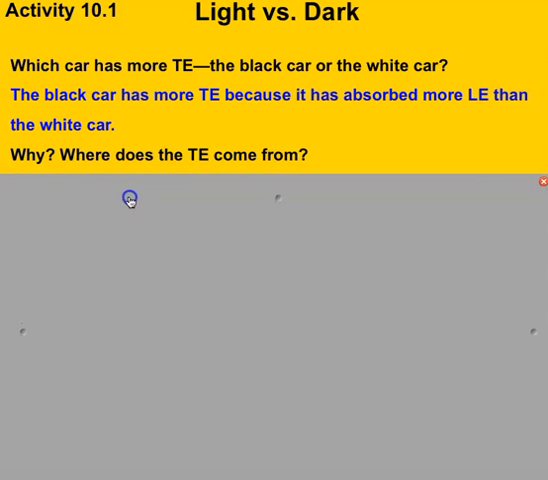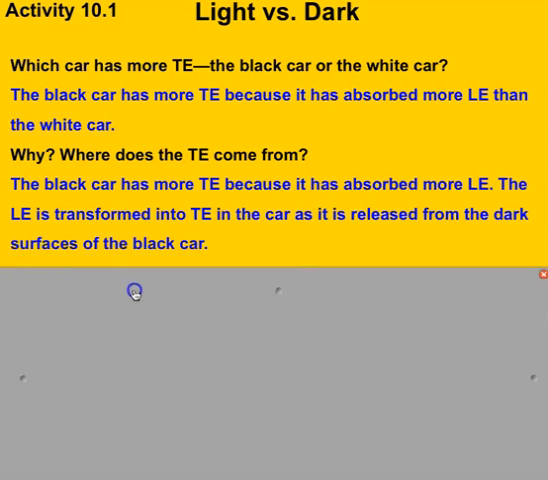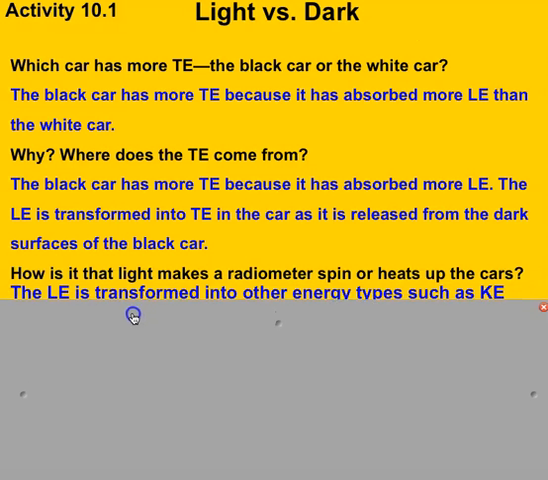So why or where does the thermal energy come from? Well, in this case, if it was left out in a parking lot in the sun, the black car has more thermal energy because it absorbed the light energy, the energy from the sun. And this light energy is transformed into thermal energy in the car as it's released from the dark surface of the black car.